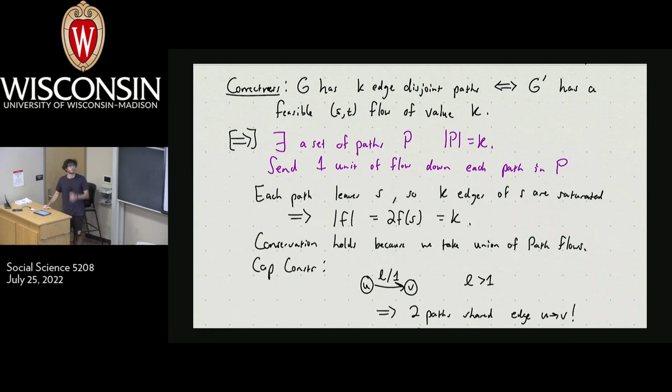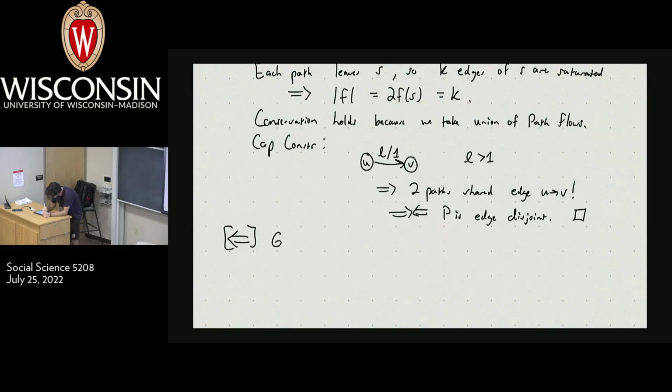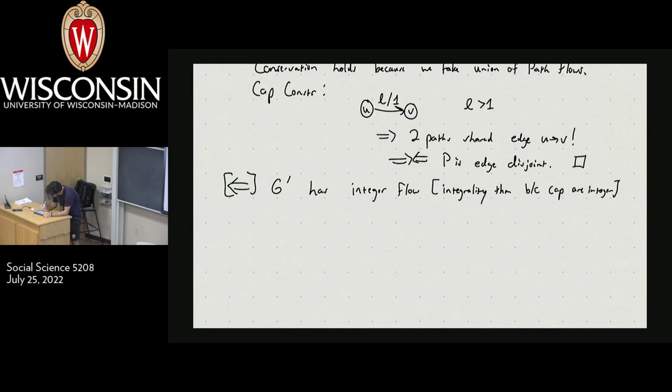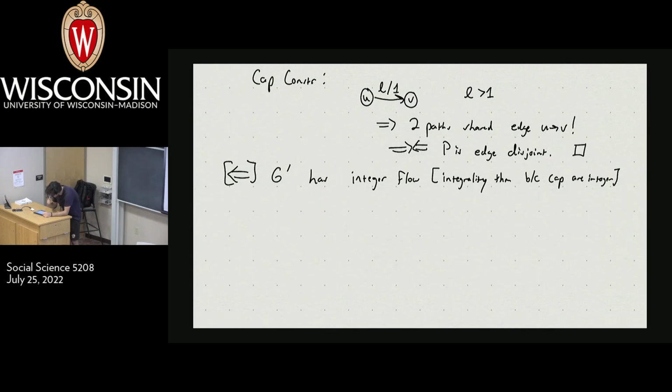So our new graph G prime, but remember it's just G with capacities. Let's assume it has a feasible flow of value K, and we need to show what the disjoint paths are. So this part's a little easier actually. If G prime has a flow, specifically an integer flow, which we know exists by the integrality theorem, because the capacities are integers. So because G prime has an integer flow, we have the following ability. When we decompose using the flow decomposition theorem, we know it has K S to T paths.